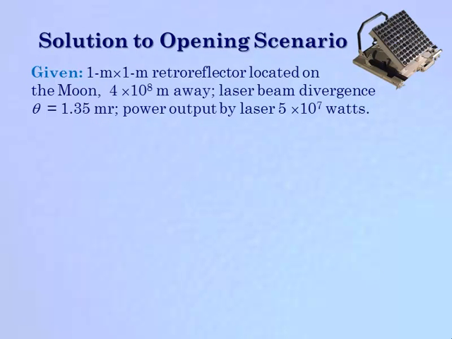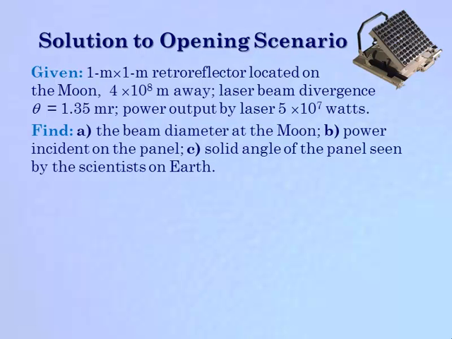Now let's return to our opening scenario with the laser and the retroreflector located on the moon 4 times 10 to the 8th meters away, so that's 400 million meters away, and the laser beam divergence of theta equals 1.35 milliradians, not a very large divergence, so maybe that laser beam isn't too big when it gets there, and the laser output of 5 times 10 to the 7th watts, 50 megawatts.